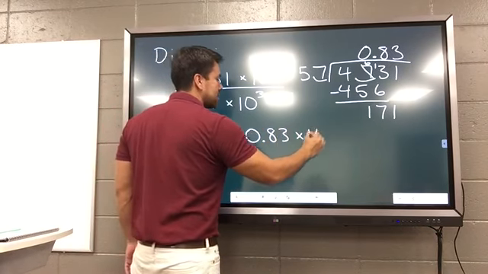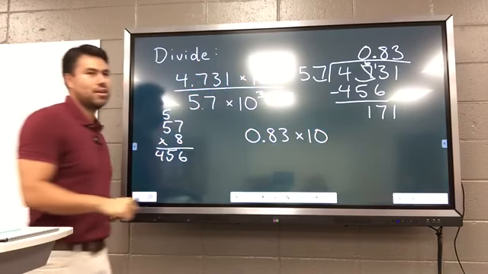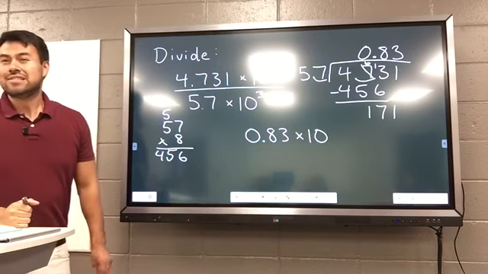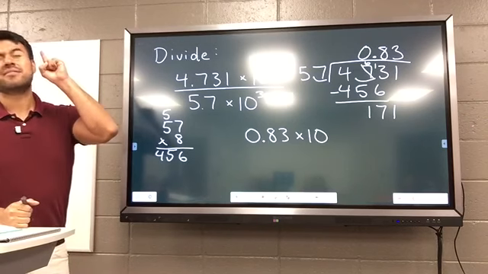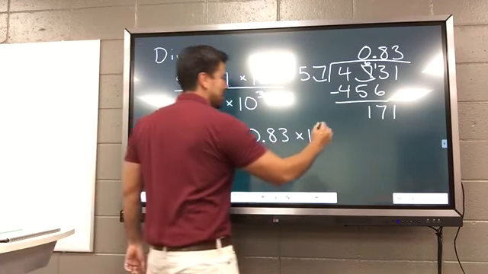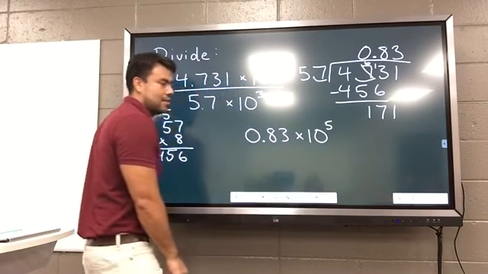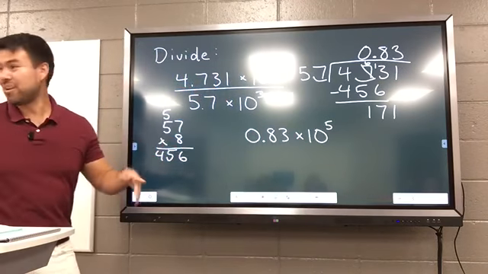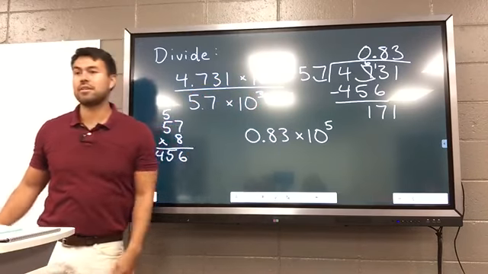0.83 times 10 to the, what do I do with these two? Subtract the exponents. Oh, 8 minus 3 is 5.